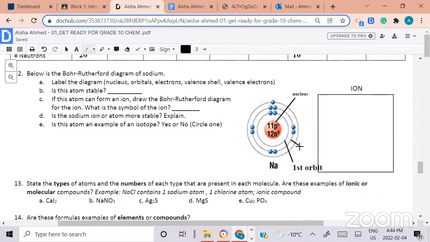You don't have to number each orbit. You just have to label the valence shell, which is the outermost orbit. You can leave the first orbit as long as you understand the point, or you can just say orbital. Right, valence orbital there.